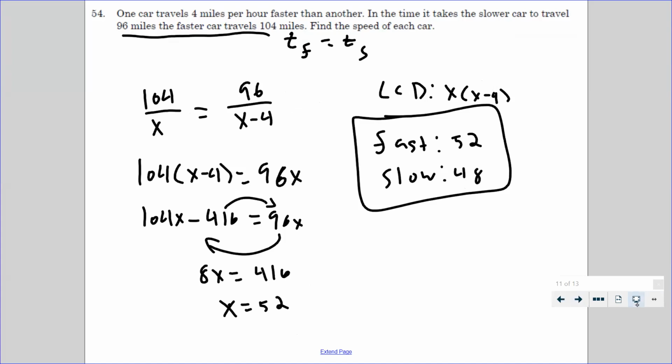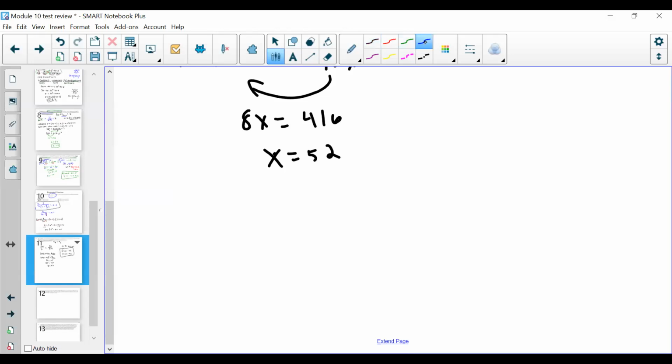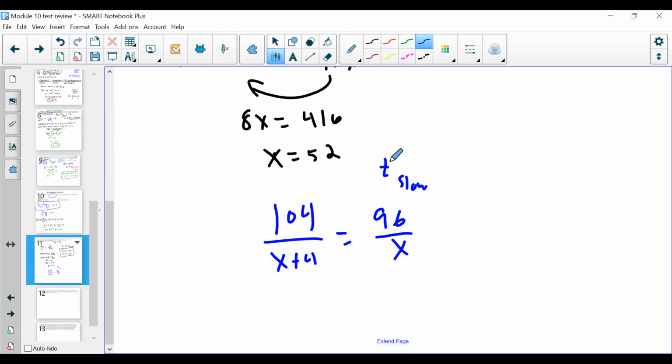Malachi, I'm not sure if I'm saying that right, sorry. He's saying, could we have instead done 104 over X plus 4 equals 96 over X? And you could, because what this is saying is that the slow car, this is the time of the slow one, goes 96 miles at a speed of X, while the fast one went 104 miles at a speed of the slow car's speed plus 4 more miles per hour. So it's a little different than what I did, but it's saying the exact same thing. So both these ways would give you the same exact answer. They both would work perfectly okay.